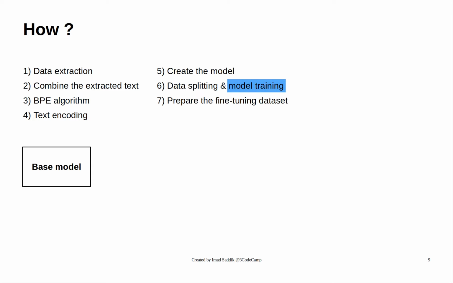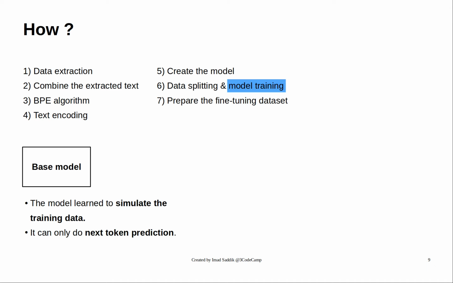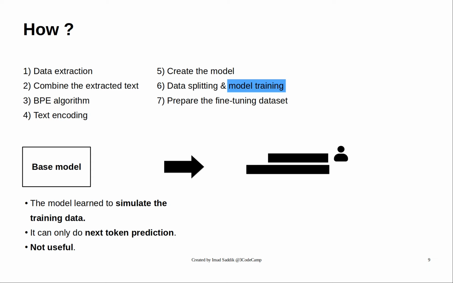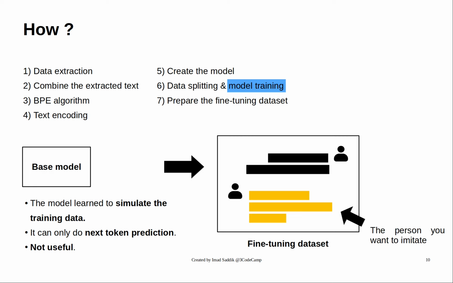After training, we will have a base model. This model can predict the next word based on the training data, but it is not very useful yet. To make it useful, we need to fine-tune it. We will create a fine-tuning dataset. The orange section is where you put the messages of the person you want to imitate. If you want the model to chat like you, then put your messages there.